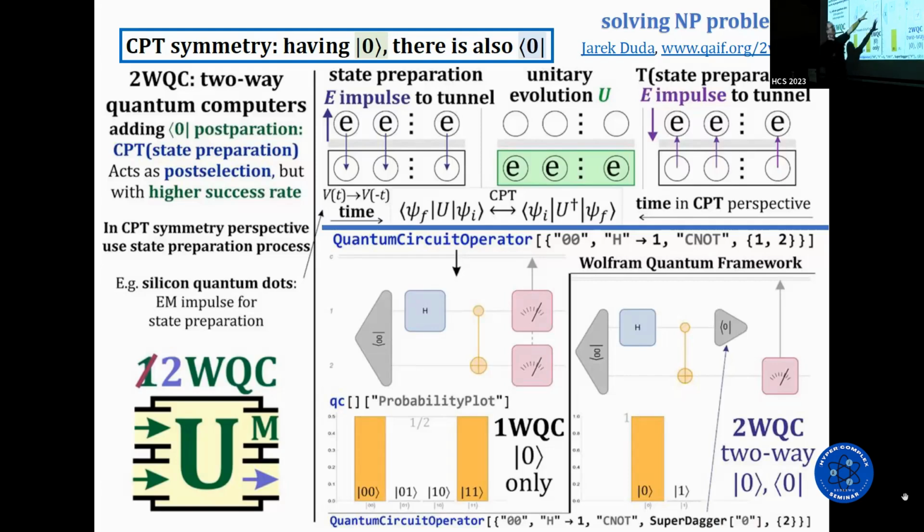For some frameworks, like the Wolfram quantum framework, you can directly use the dagger of state preparation, let's say this revised version of state preparation. If there is not, then you can use postselection 0, 0. It should work the same, just using the 0 operator for postselection, but with a lower success rate. Mathematically, it should be the same.